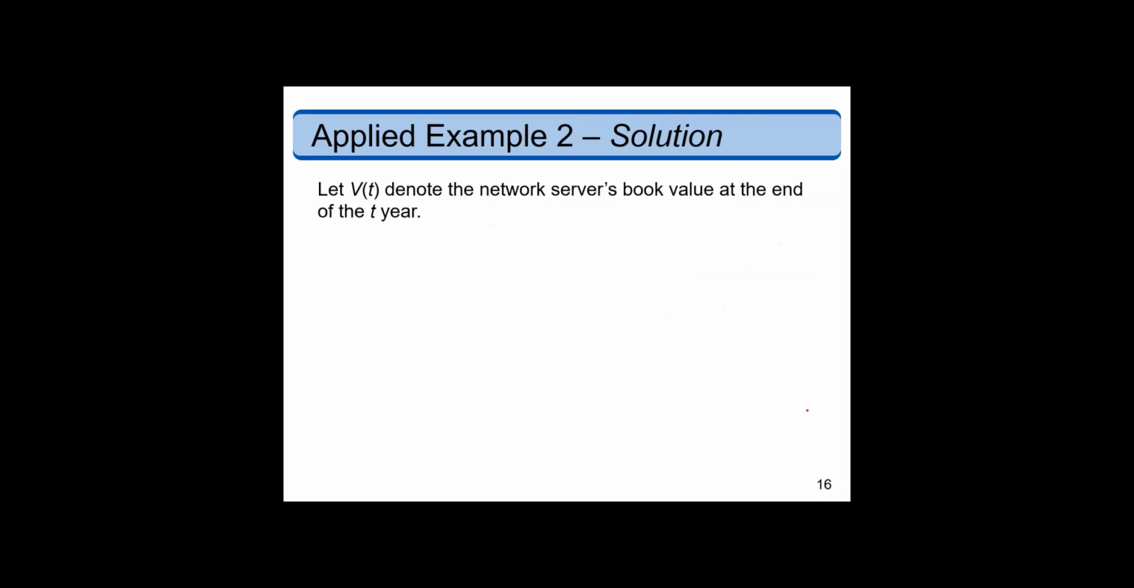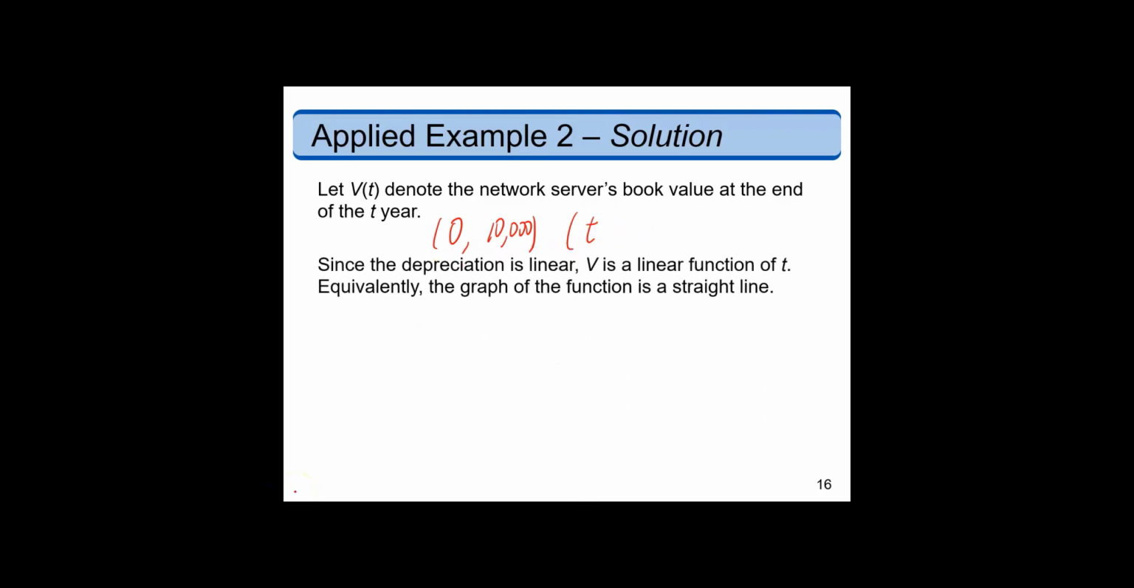So we are given two conditions. First one, as I analyzed earlier: when time t equals 0, we get $10,000 value. When time t equals 5, the value drops to $3,000. So V is a linear function of t. First of all, we're going to find the slope.